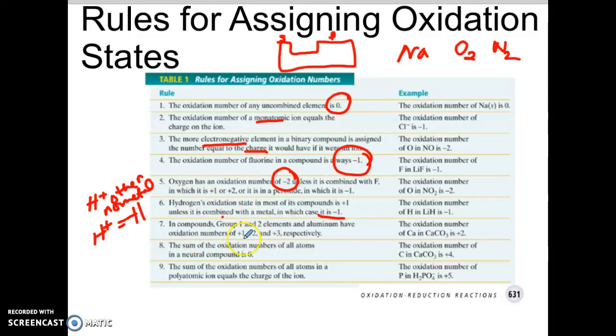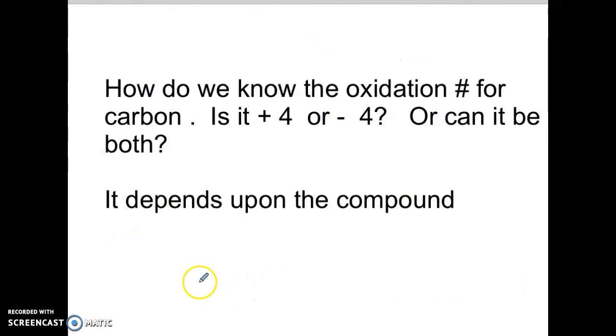Elements in group 1 and 2 have charges of +1 and +2. When we have a compound, the sum of the oxidation numbers equals 0, unless it's a polyatomic ion, in which case the sum has to equal its charge. I know this probably sounds confusing, but trust me, once we go through a couple of examples and you know these general rules, it will be very easy. You might want to look at page 631 in your textbook, because that's where the table is from.